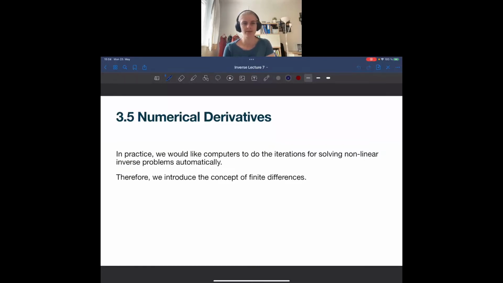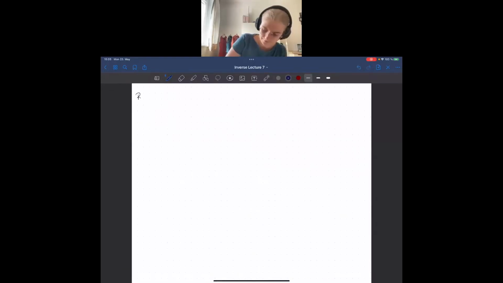So in practice, what we really want to do is we would like to have our computers or whatever we use solve the nonlinear inverse problem automatically. But therefore, we really need numerical derivatives for building the derivative. So we introduce the concept of finite differences today. We're going to do this using pen and paper once again. I'm pretty sure that you all have heard about the Taylor series expansion before. We're going to recap it here shortly.